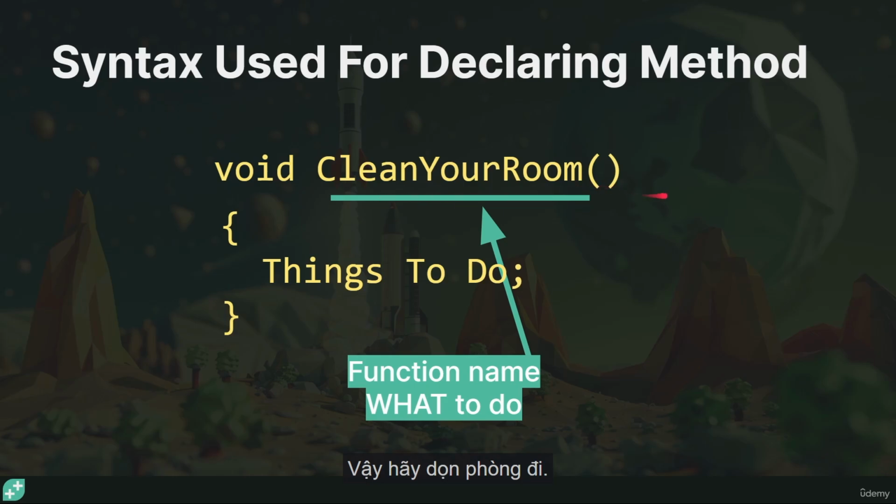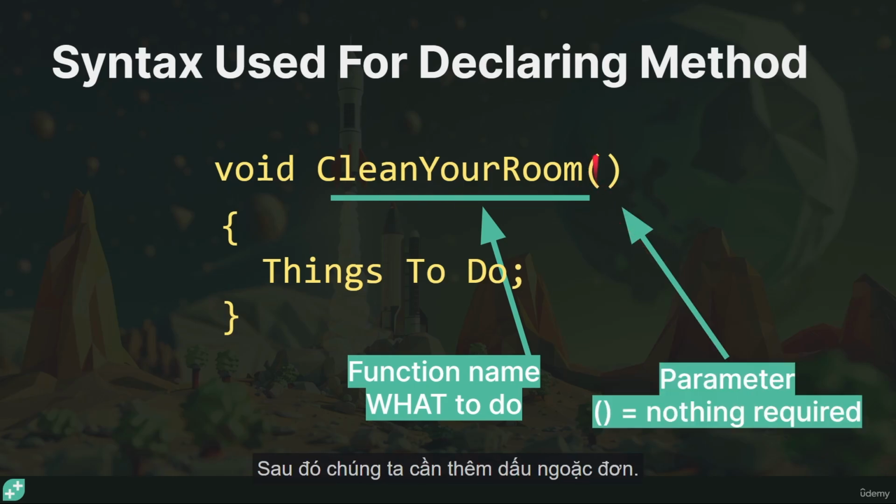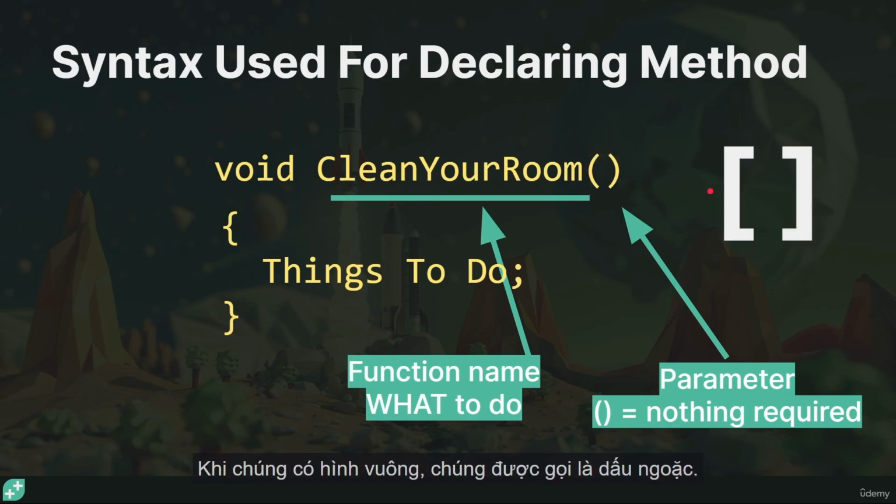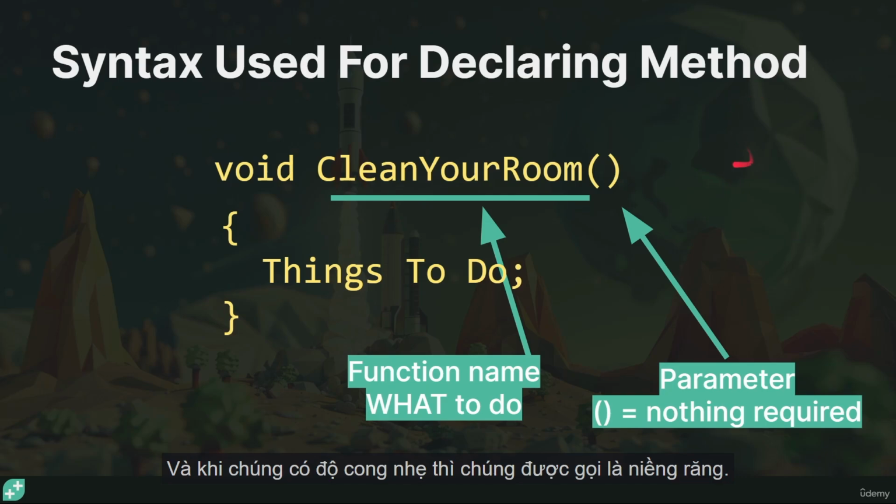So clean your room. We need to add parentheses afterwards. So when they're rounded like this, they're called parentheses. When they're square, they're called brackets. And when they kind of have that little curliness to it, they're called braces. So just in case you were curious, they each have different names.